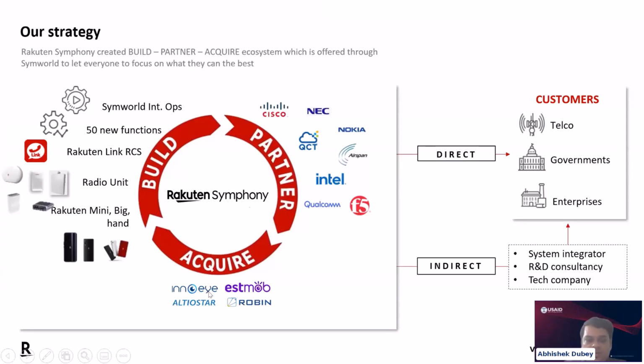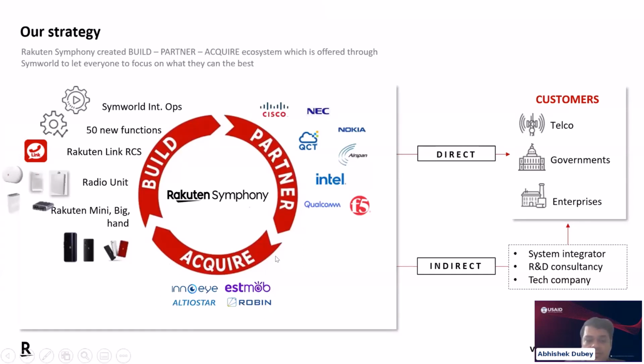Innoeye was dealing with OSS and BSS products, so Rakuten acquired Innoeye for the BSS and OSS portfolio, and then Altiostar was for ORAN. Now it is part of Rakuten, and we are getting ORAN from Altiostar. Robin.io is mainly dealing with cloud platforms, SaaS platforms, and is now part of Rakuten, and ISMOB mainly deals with the Internet of Things, so ISMOB is also part of this.